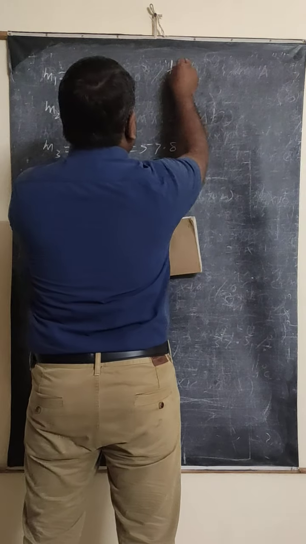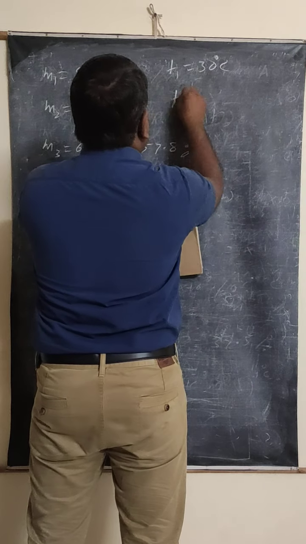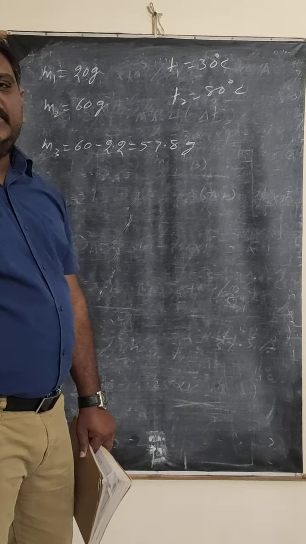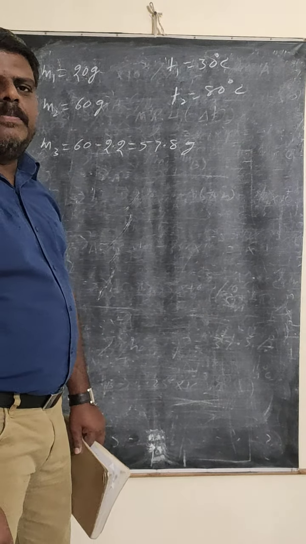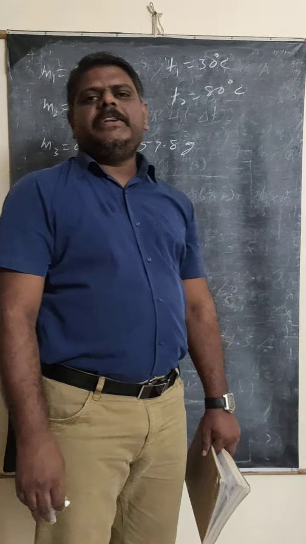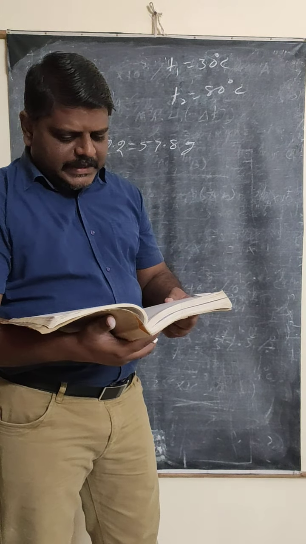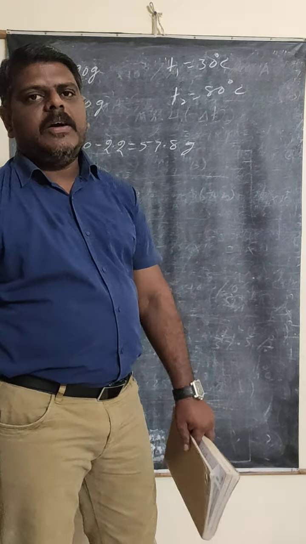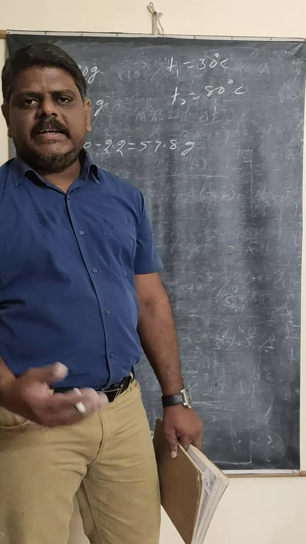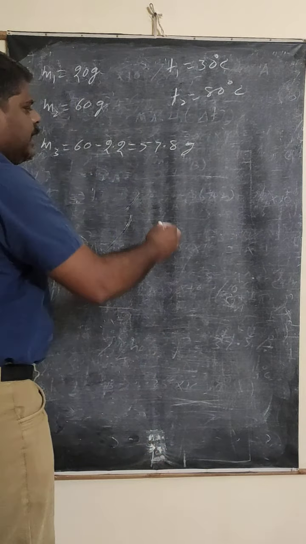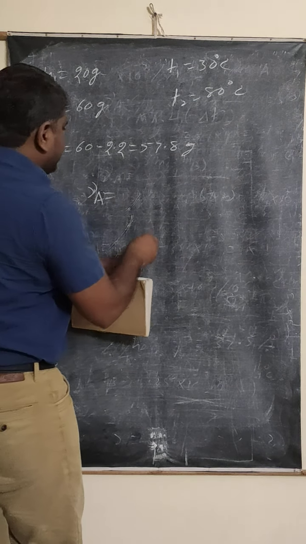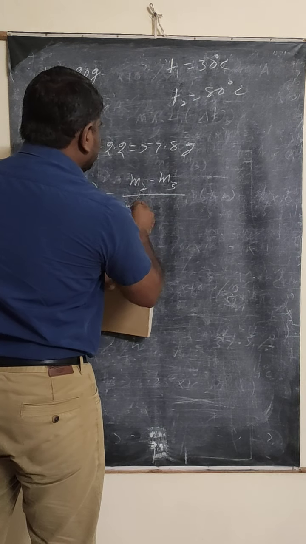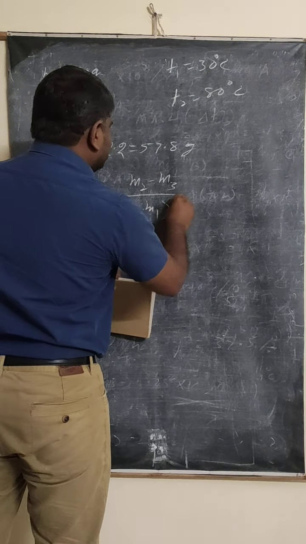In the problem, T1 is given as 30 degrees Celsius and T2 is 80 degrees Celsius. The mass of the liquid expelled is given directly as 2.2 grams, so 2.2 grams of liquid is overflowed. In the place of M2 minus M3, we can directly substitute the value. Now let us write down the values. The coefficient of apparent expansion gamma A is equal to M2 minus M3 divided by M3 minus M1 into delta T.